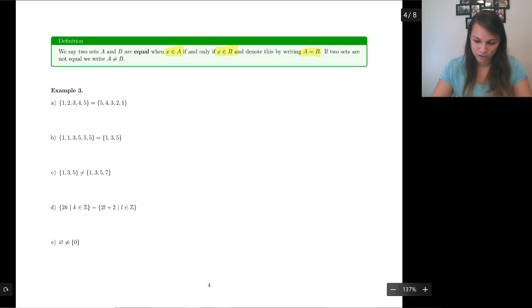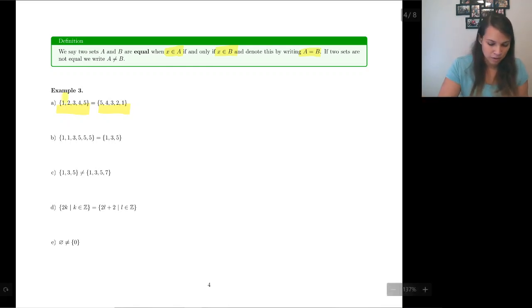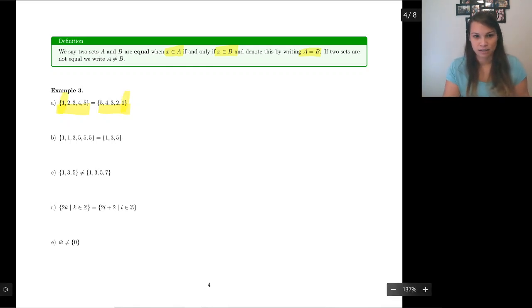For instance, if we look at our first example, we have elements 1 through 5. And sure, set B in this case has those elements backwards, but it doesn't matter what order they're in. The important part is they both have the element 1 in the set. They both have the element 5 in the set. They don't have anything other than the numbers 1 through 5.